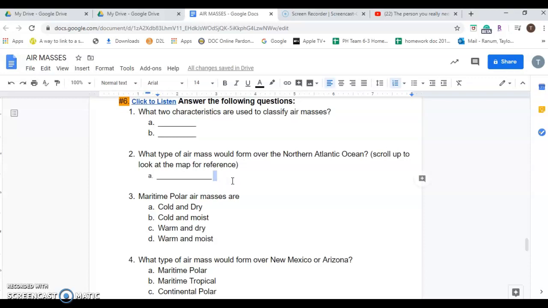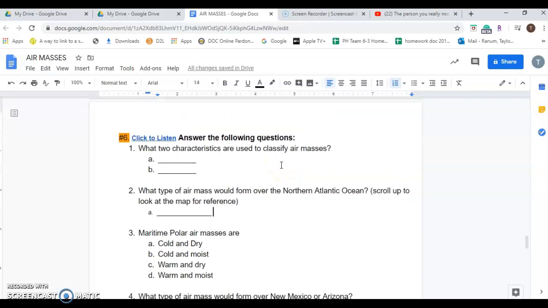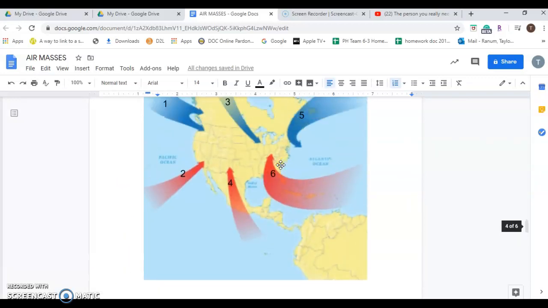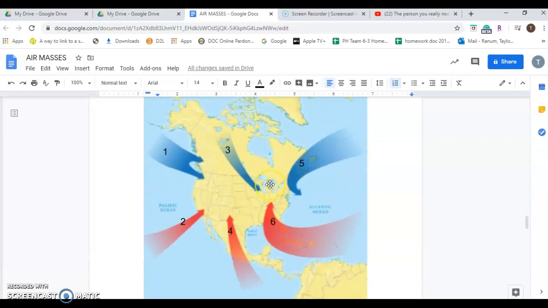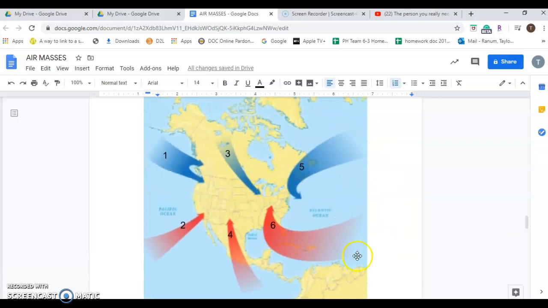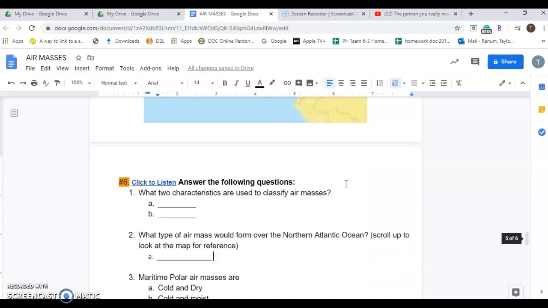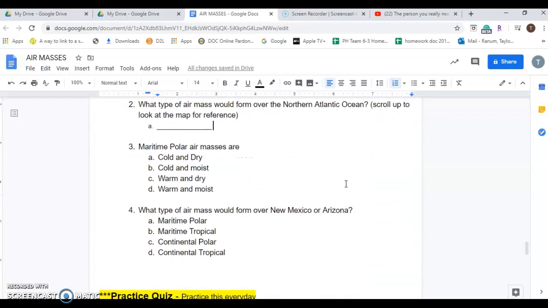So number 2, what type of air mass would form over the northern Atlantic Ocean? Okay, this one's kind of a review. You're going to scroll up to look at the map. So we have the Atlantic Ocean over on this side, and north is up this direction. So what type of air mass would form over the northern Atlantic Ocean over here? That's what you're looking for in number 2.